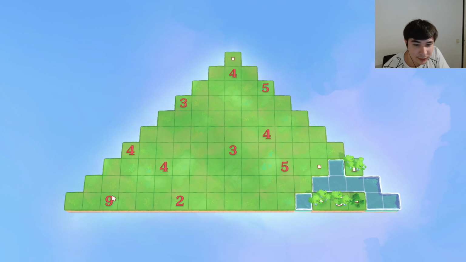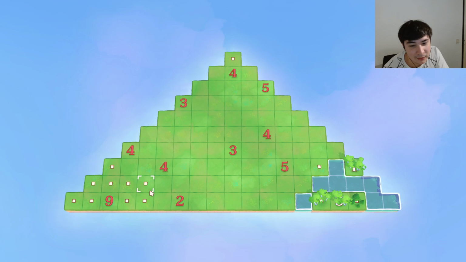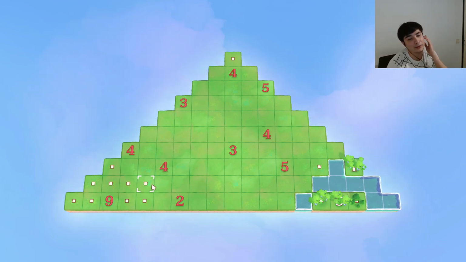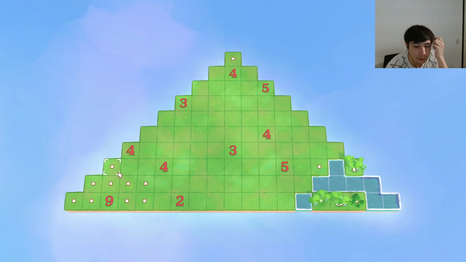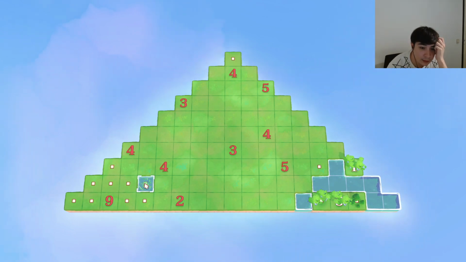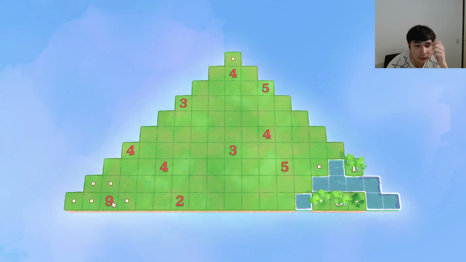This 9 here is fairly restricted in the sense that it has to... These are the 10 spaces it can reach. But it can, so it takes all of these but 1 space. So the ones that it can sort of lose from this configuration are here, here, here, and here. All of this rest is definitely part of the 9.